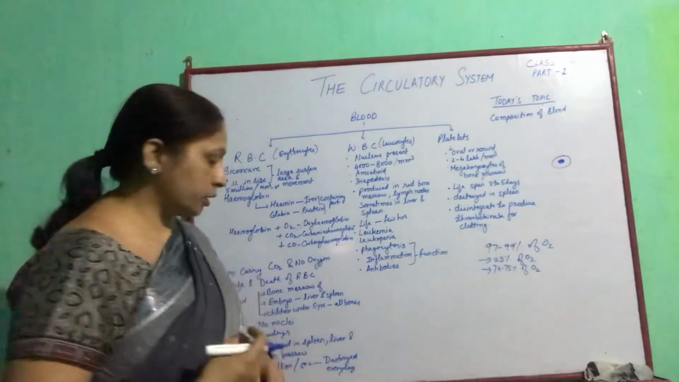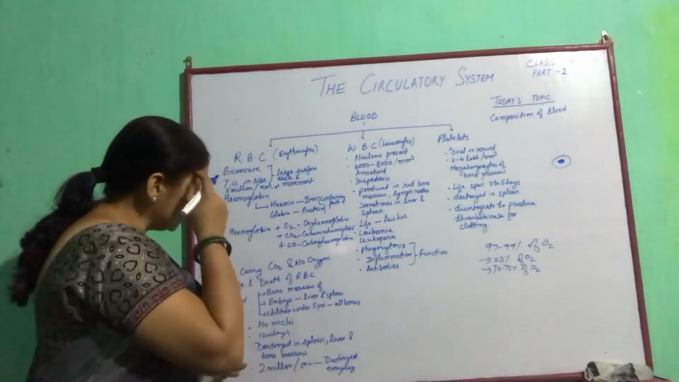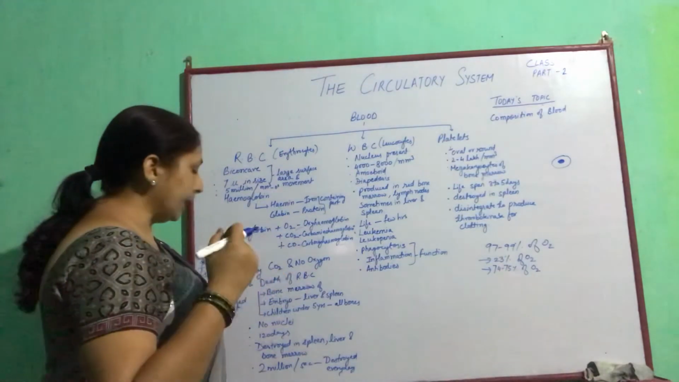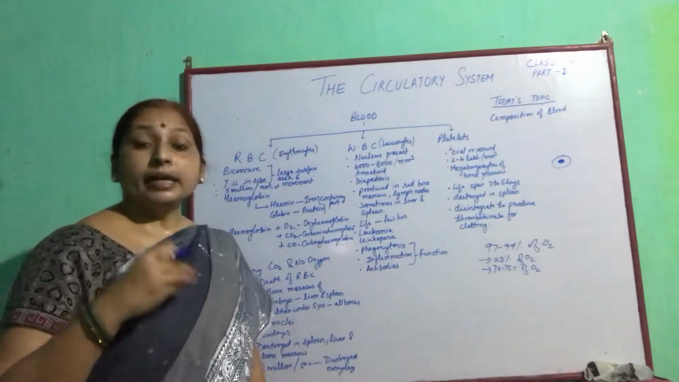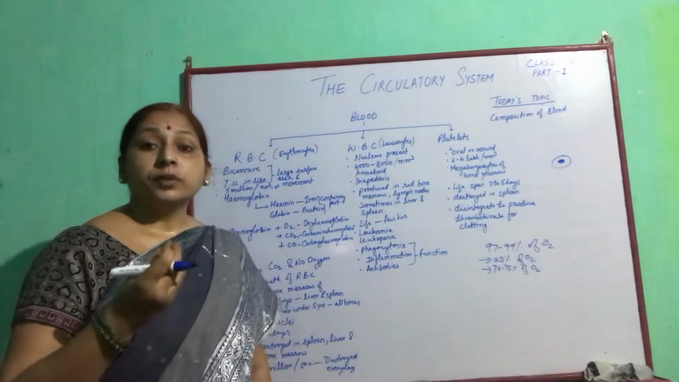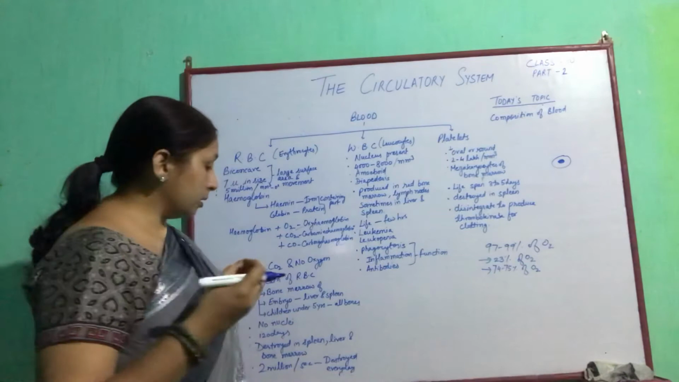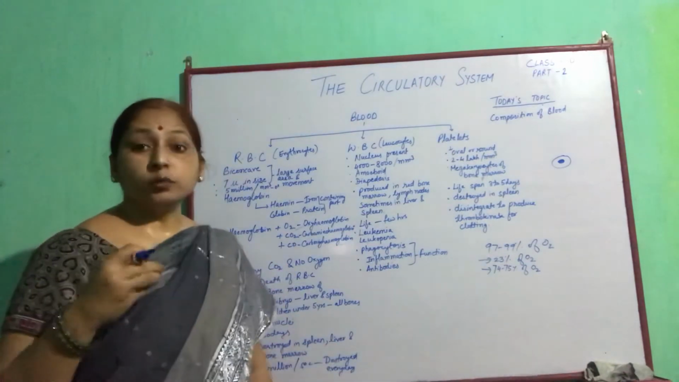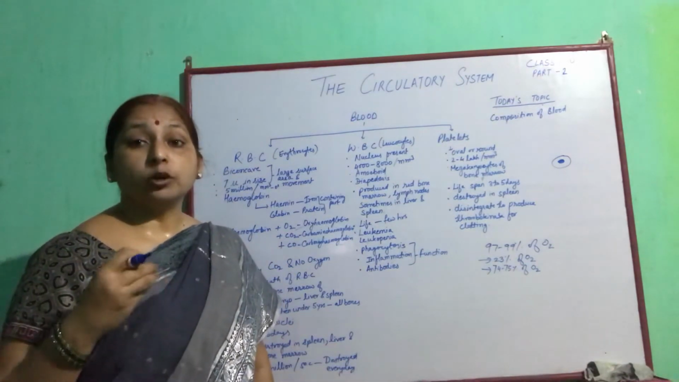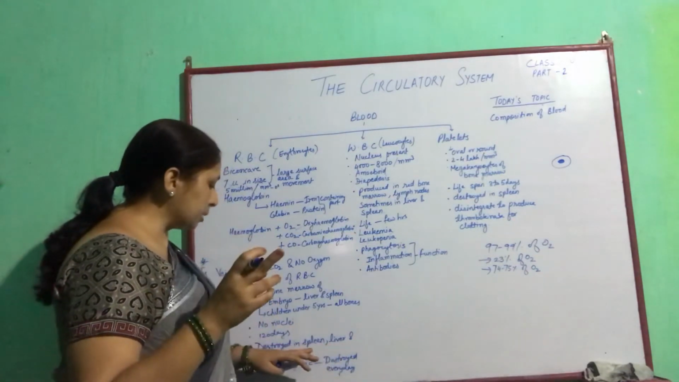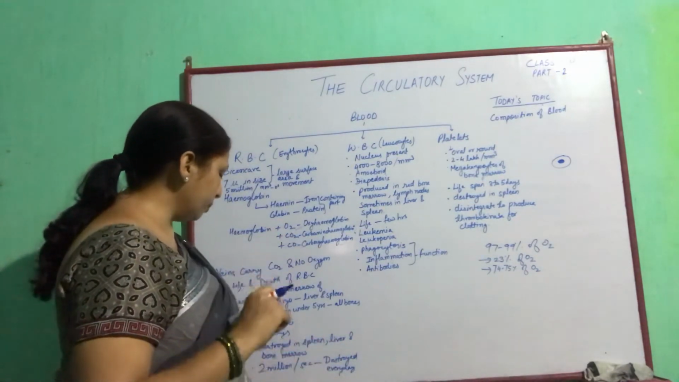Next, RBCs are destroyed in the spleen, liver and bone marrow. When it is destroyed in the liver, the hemin part is retained while the globin part is removed as bilirubin or biliverdin. So it is destroyed in the spleen, liver and bone marrow.